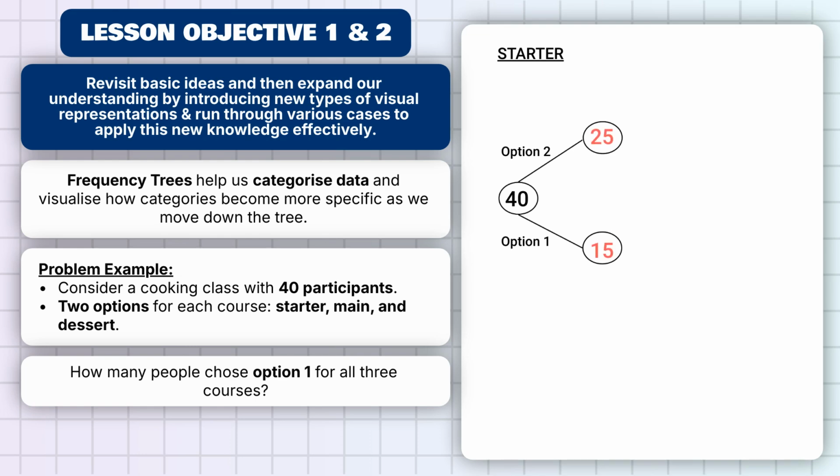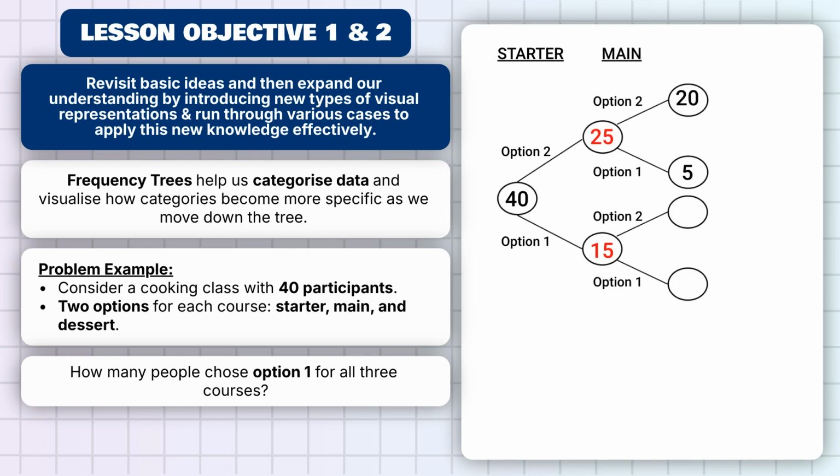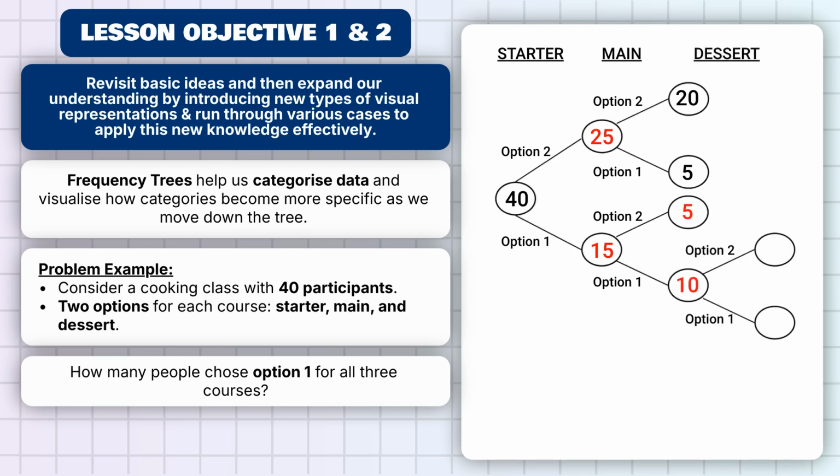Suppose it's 15 people. For the next branch, note how many of these chose option 1 for the main course. Say it's 10. Lastly, see how many of these 10 chose option 1 for dessert. Imagine it's 5. Thus, 5 out of 40 people chose option 1 for all 3 courses, giving us a probability of 5/40, or 0.125.